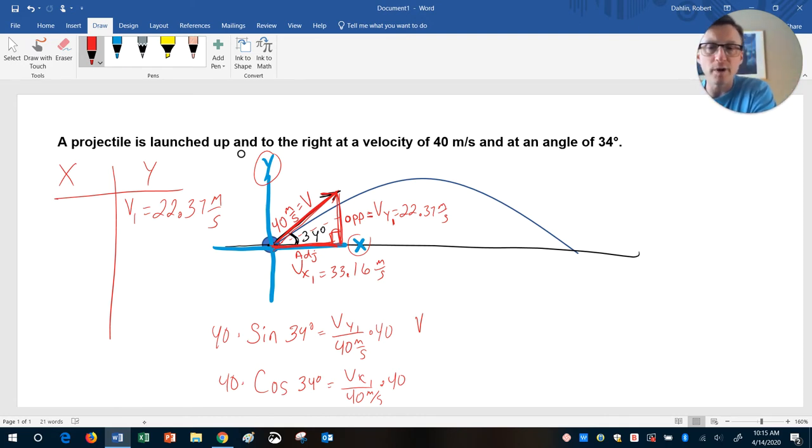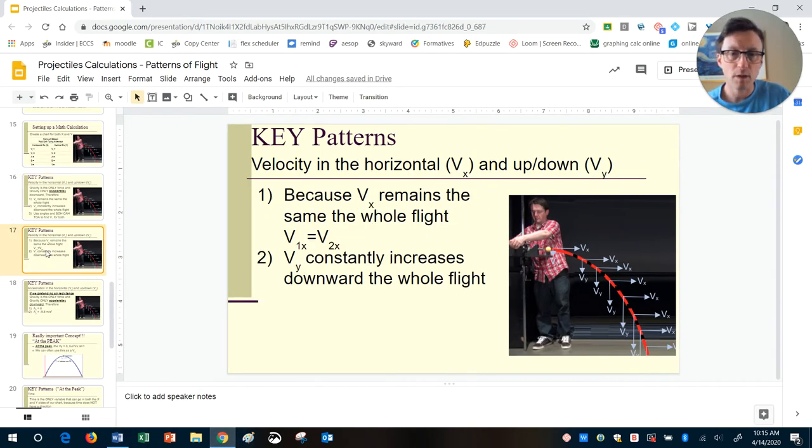And likewise with my V1 for the X at 33.16 meters per second, that's talking about a number going side to side, which means when I'm using it in a calculation, I can only use it with other numbers that are talking about side to side stuff. Okay, so that's the first part. Go to your next slide.